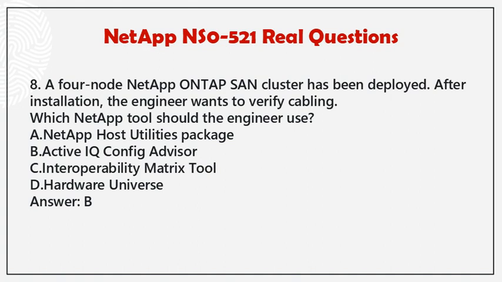8. A 4-node NetApp ONTAP SAN cluster has been deployed. After installation, the engineer wants to verify cabling. Which NetApp tool should the engineer use? A. NetApp Host Utilities Package. B. Active IQ Config Advisor. C. Interoperability Matrix Tool. D. Hardware Universe. Answer: B.